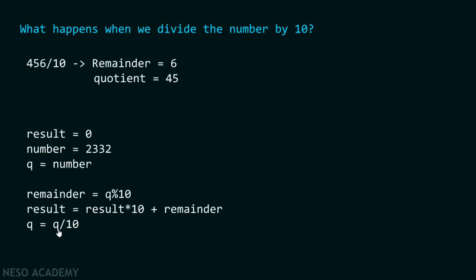After that we simply divide q by 10. After dividing q by 10, now q contains 23. Then again we repeat the process. We divide 23 by 10 and store the remainder. Now the remainder contains 3.